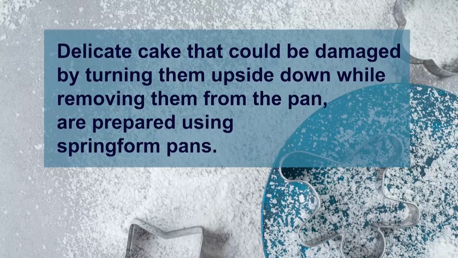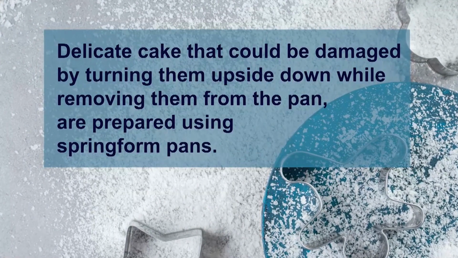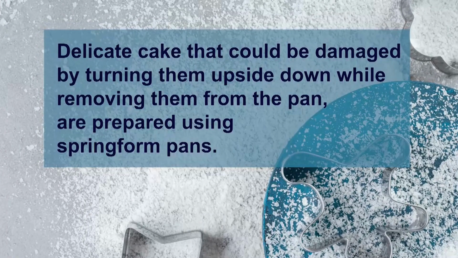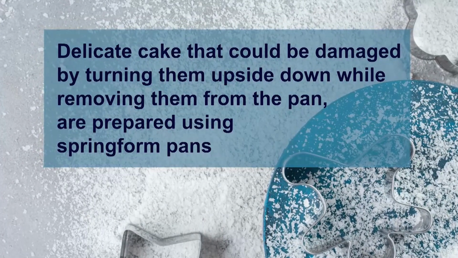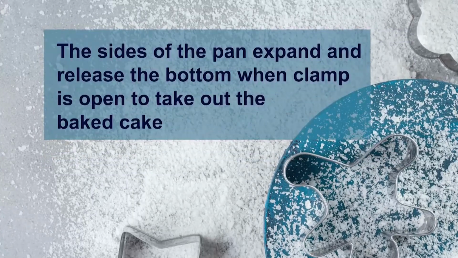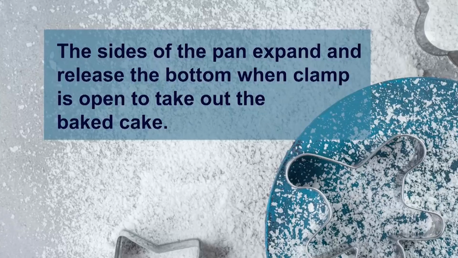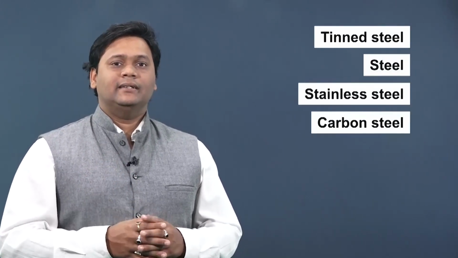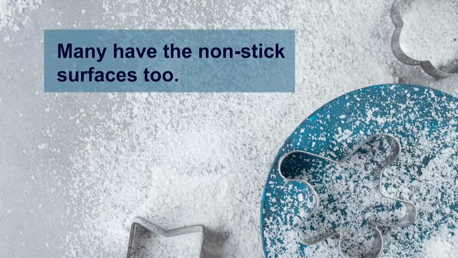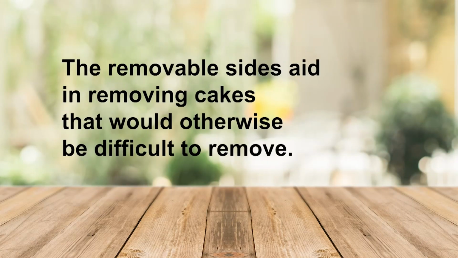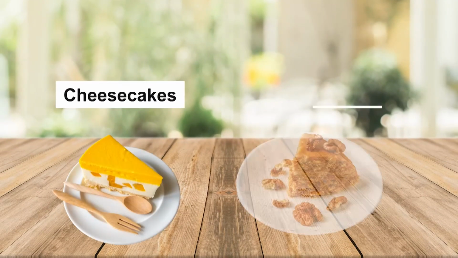Delicate cakes that could be damaged by turning them upside down while removing them from the pan are prepared using spring-form pans. The sides of the pan expand and release the bottom when the clamp is opened to take out the baked cake. They can be made of a variety of materials such as stained steel, steel, stainless steel and carbon steel. Many have non-stick surfaces too. The removable sides aid in removing cakes that would otherwise be difficult to remove, such as cheesecakes and tortes.